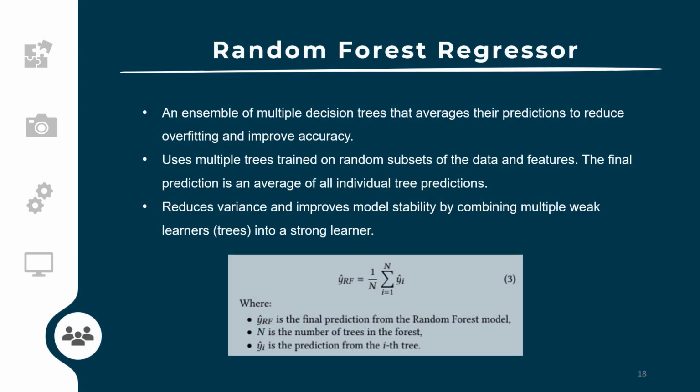Now we'll be discussing the random forest regressor and its concept. The goal is to improve the accuracy and robustness by combining the predictions from multiple decision trees. Basically, random forest is an ensemble learning method and is a collection of decision trees. Each tree is trained on a random subset of data and features. The final prediction is averaged across all the trees. The key idea is that by averaging the predictions from multiple models, the random forest model reduces overfitting and provides better generalization on unseen data.